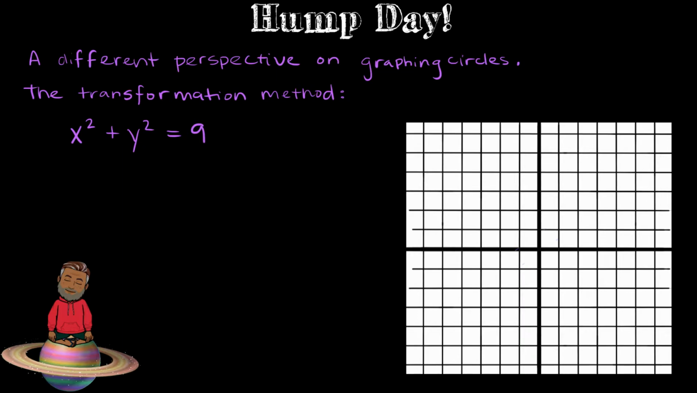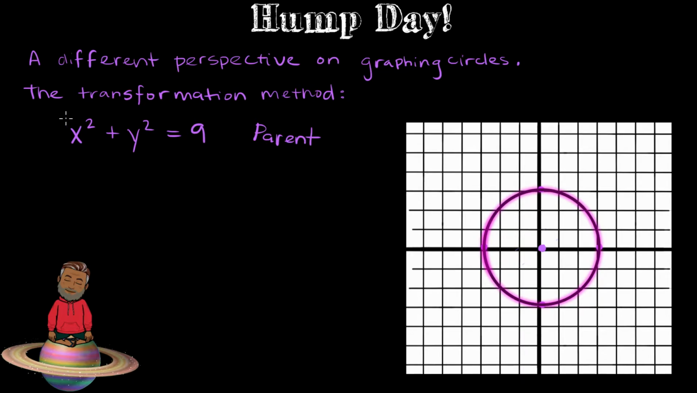All right, so the first thing is when you're dealing with transformations, you need to have a parent graph or a parent function. In this case, we have a parent equation. So this x squared plus y squared equals 9 is what we're going to call our parent. What that means is everything is going to originate from this graph. Now the graph of x squared plus y squared equals 9 is where the 9 gives us a radius of 3 and it has a center located at 0, 0, or the origin.